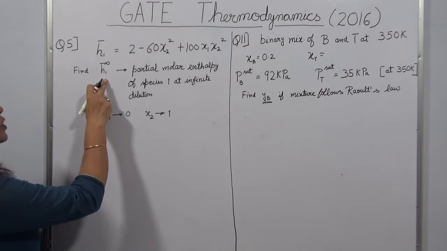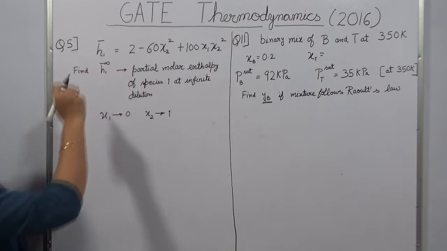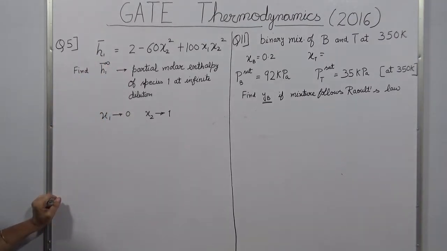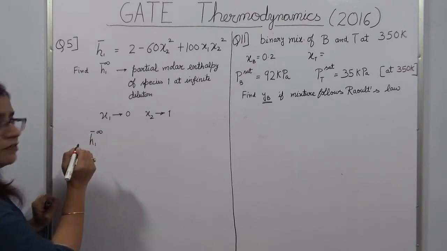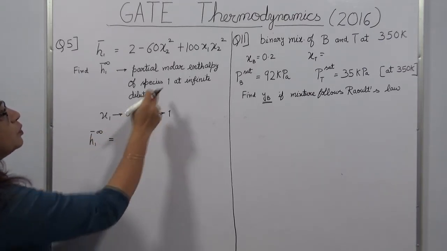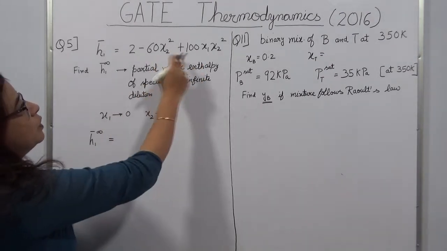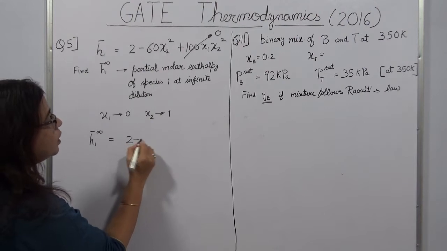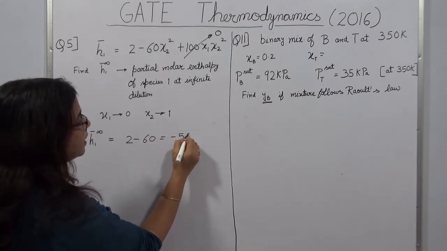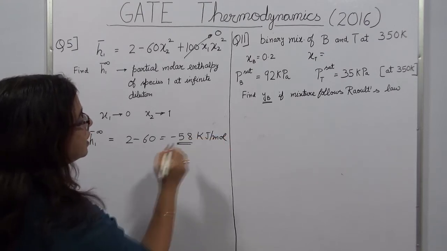So, at infinite dilution, since you have been directly given the relation of partial molar enthalpy for species 1, it was a very straightforward question. It's hardly going to take us half a minute to solve it. So, h1 bar infinity, that is at infinite dilution, will be equal to, you have to just put these values over here. When I put x1 equal to 0 and x2 equal to 1, this term will go to 0 because x1 is 0, x2 is 1, so I am left with 2 minus 60, that is equal to minus 58, and it will be kilojoules per mole. So this was the answer.